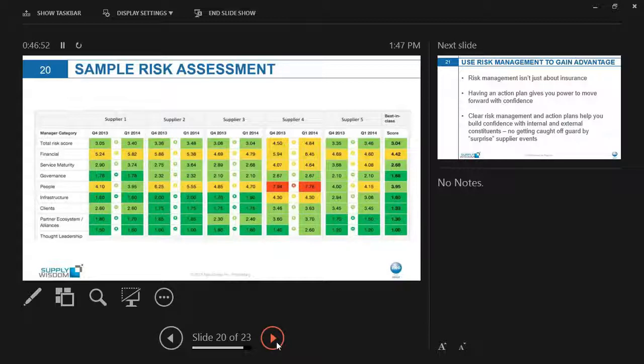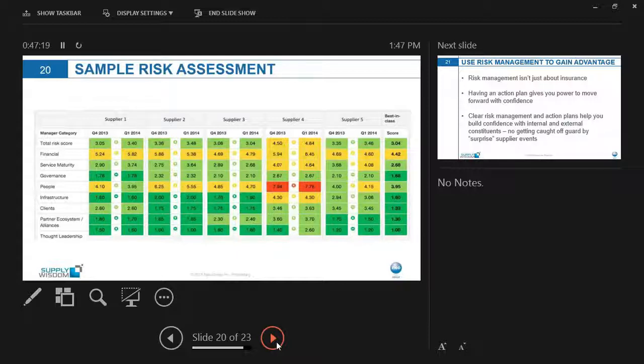Now, on the other hand, if you look at people, you'll see there's actually a lot of variance there. Right? The best in class is a 3.95, but you see that supplier 4 is actually in the red category. So that's actually something that's pretty important to think about, okay, that supplier has high attrition, and it's not because the market has high attrition. They actually are higher than what the best in class category score is for that. So that would be something that would warrant a deeper conversation.